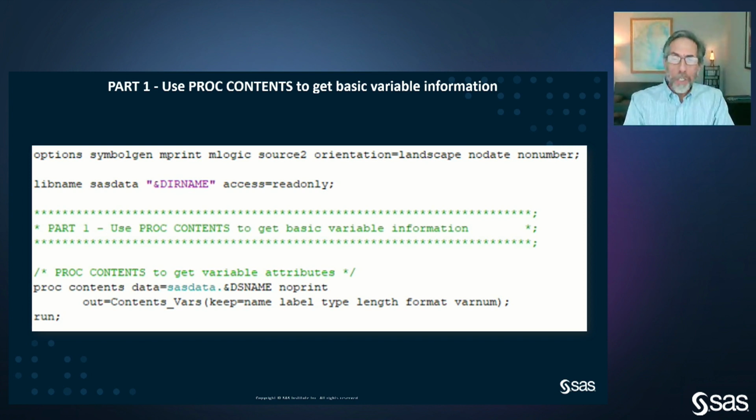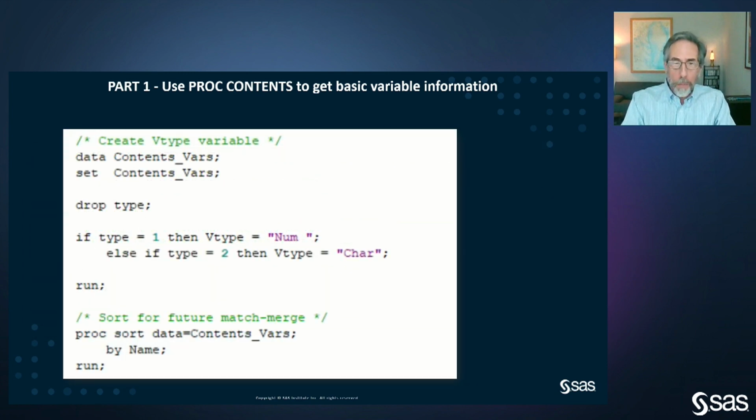We're using NOPRINT because we don't really want an output in print format. Instead, we're going to save it into a SAS dataset called contents_vars. We're going to keep name, label, type, length, format, and variable number. And then after we do that, we need to do a little housekeeping. The variable type is set to 1 by SAS for a numeric variable and 2 for a character. A 1 and a 2 in our output is not very meaningful.